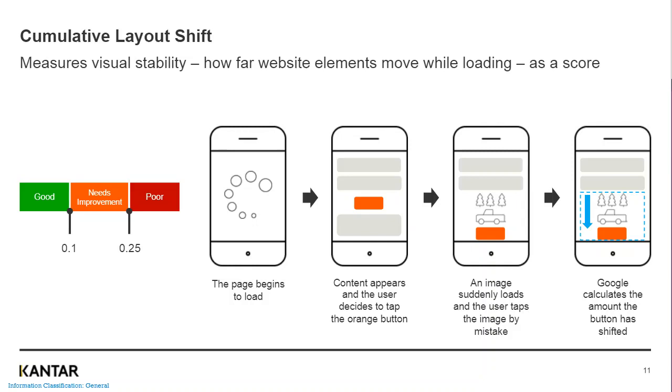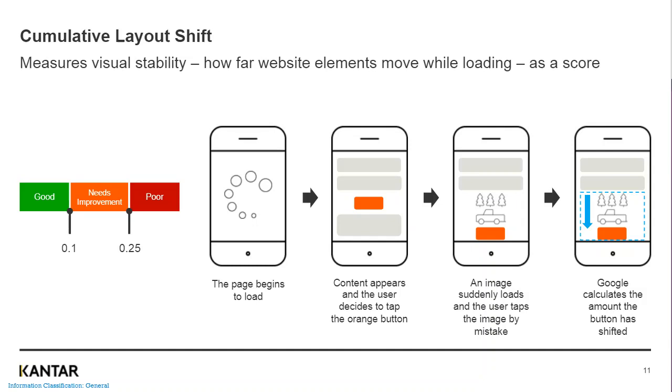In the example here, a page appears to have loaded and a user decides to click on an orange button, but the page continues to load and an image appears which shifts the button further down the page. The user ends up clicking the image by mistake because of the layout shift.